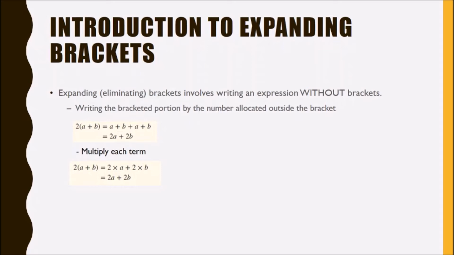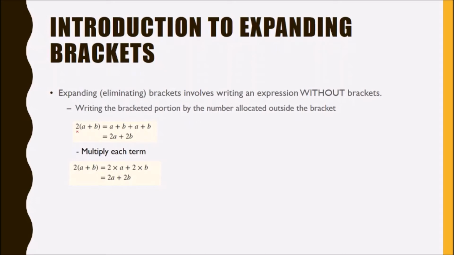So just an introduction to expanding brackets. Expanding, or you could say eliminating or getting rid of the brackets, involves the expression being written without the brackets. So when you multiply the bracketed portion by the number allocated outside the brackets, you might not really get that, but that's fine because we're going to look at this little example that I've just attached.